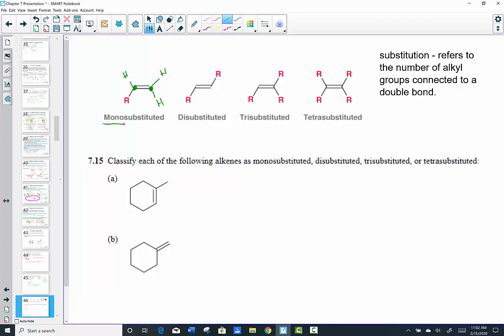This is known as mono-substituted. I could have a di-substituted where I have only 2 carbons attached to the double bond. I could see that I have 3 carbon branches attached to the carbons in the double bond. Or I can see that I have 4 carbons attached to the carbons in the double bond. That would be called tetra-substituted. There's another configuration for di-substituted, and that would be to have 2 R groups on 1 carbon.